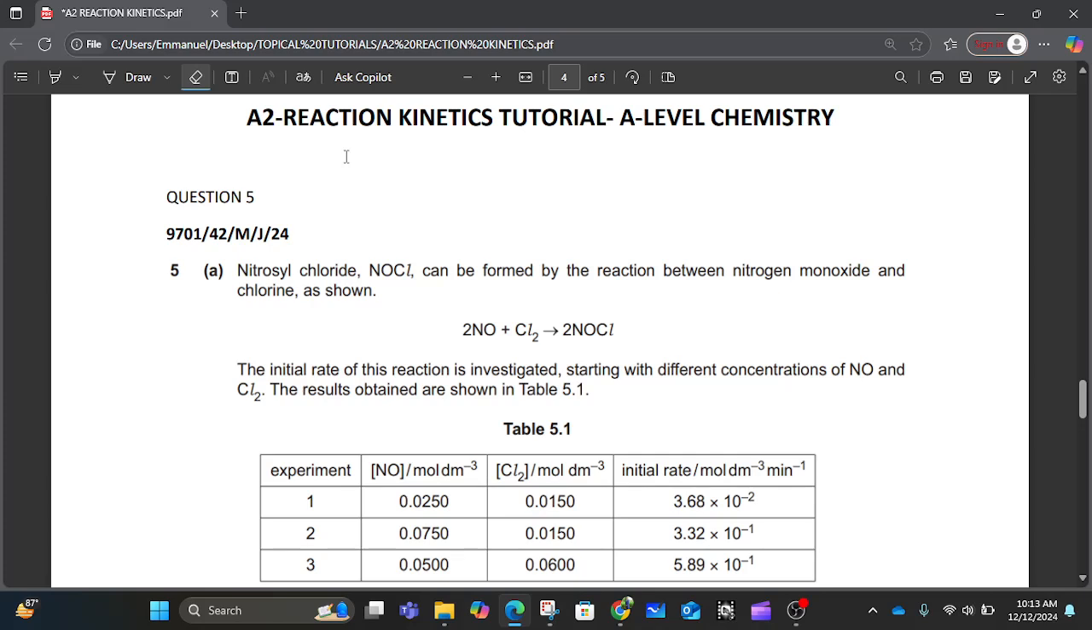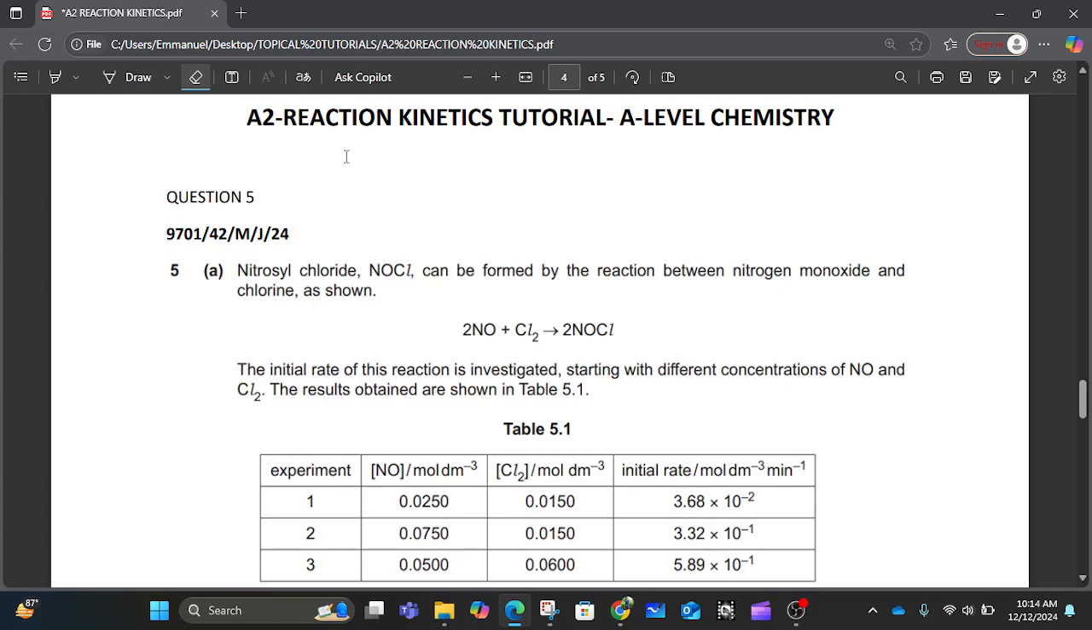Hello, in today's video, I'll be solving questions on A2 reaction kinetics from May-June 2024, paper 4-2. Question 5, A. Nitrosyl chloride, NOCl, can be formed by the reaction between nitrogen monoxide and chlorine, as shown.